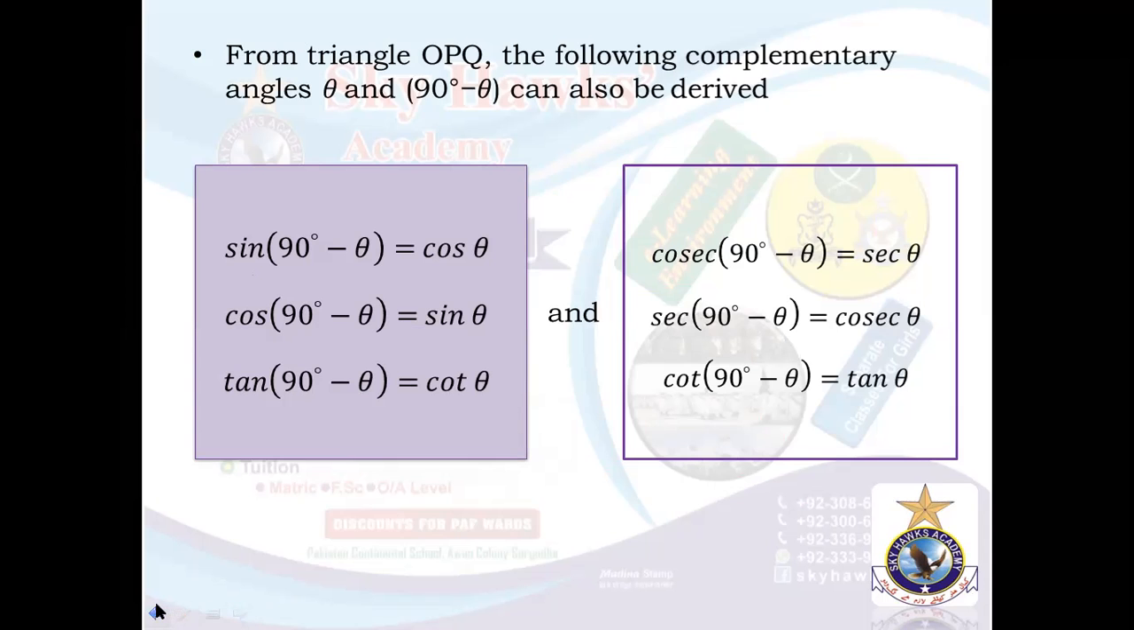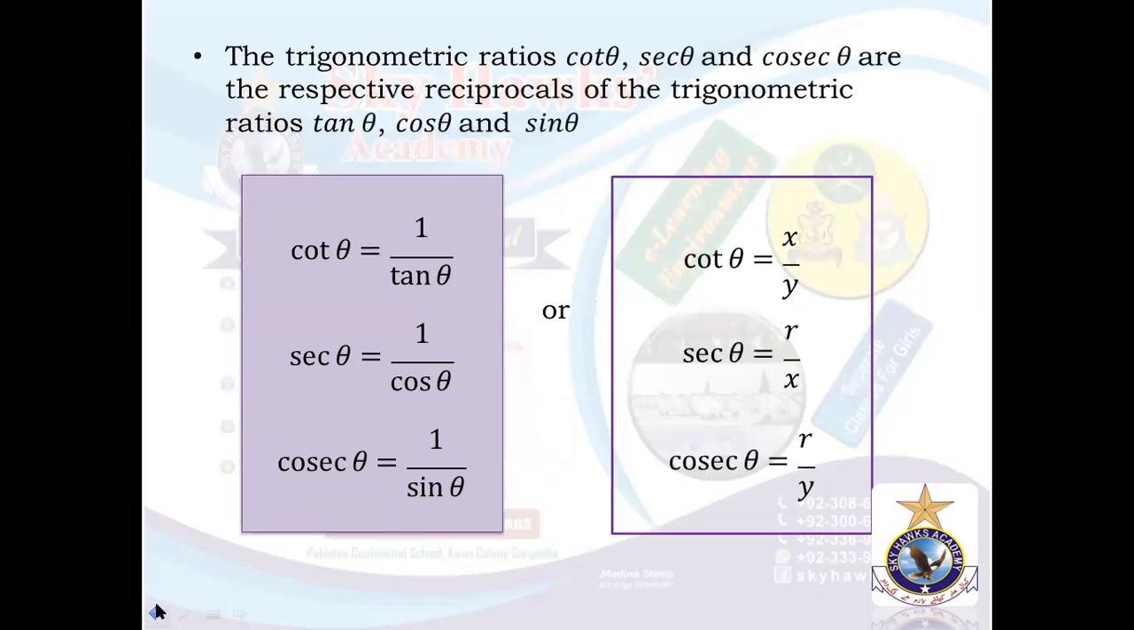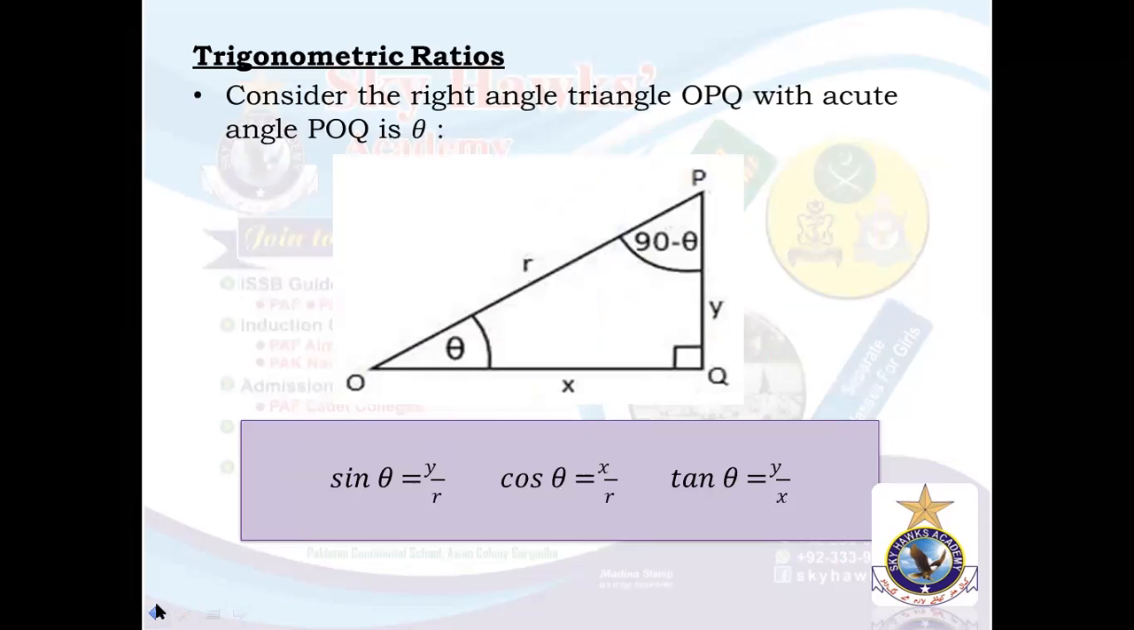Let's suppose we have this triangle. Look at this one. Sine theta, you are very much sure about that. Sine theta is y over r, cosine theta is x over r, and tangent theta is y over x. But if you are asked to find the sine of 90 minus theta, that is x over r, and x over r is cos theta. So from here you can say that the sine of this angle is equal to the cos of this angle.